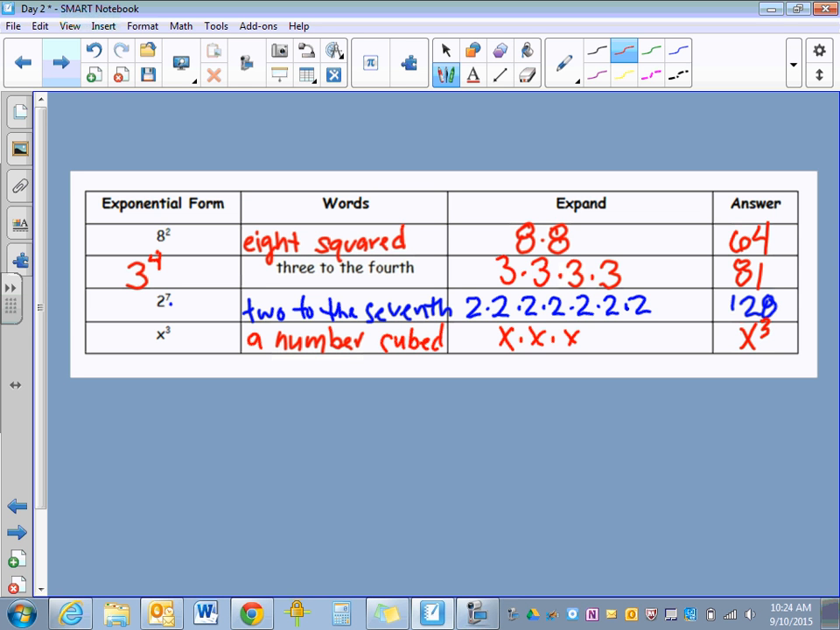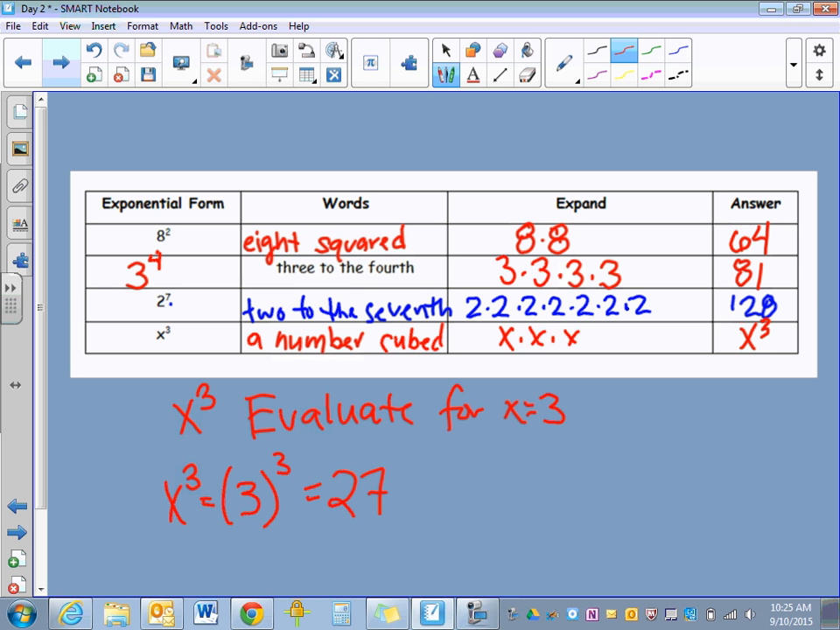Now, if it asked us to evaluate, again using that terminology from before, let's say it said evaluate for x equals 3. Then our answer would be, instead of x cubed, we substitute in 3 for x. We have 3 cubed. Anybody know what 3 cubed is? You can go and use your calculator for that one. What's 3 times 3 times 3? 27. There's your answer. Okay. Any questions on that?